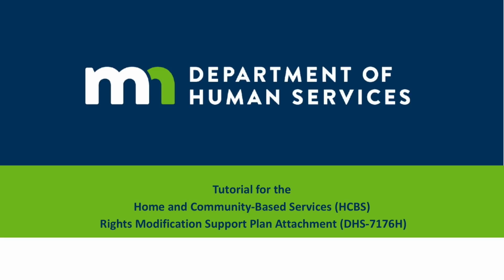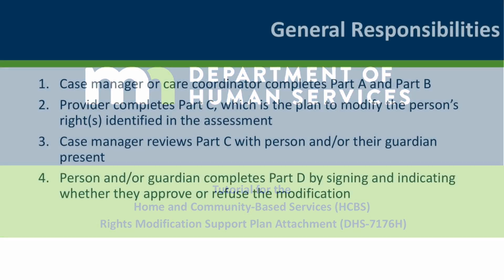For example, a rights modification may be necessary when a person's assessment identifies that having a lock on their bedroom door would prevent required visual supervision of a person who exhibits self-harming behaviors. Another example is when a person's assessment identifies the need to restrict their access to food at any time due to their medical condition, such as Prader-Willi syndrome.